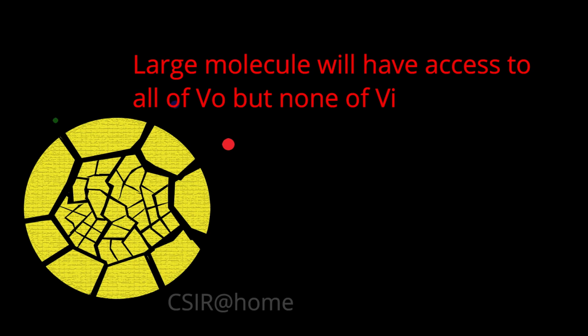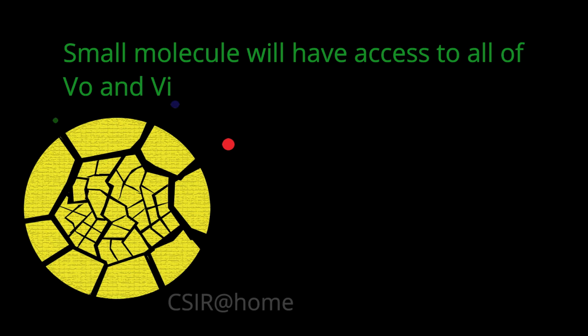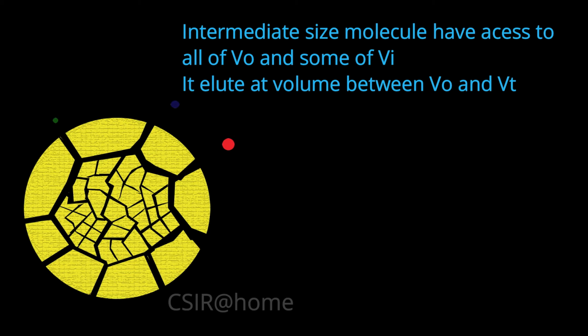Observe this bead. A large molecule will have access to all of Vo and will therefore elute in the minimum possible volume. A small molecule will have access to all of Vo and Vi and therefore it has to pass through the total liquid volume of the column. Molecules of intermediate size have access to all of Vo and some of the Vi. Here it elutes at a volume between Vo and Vt.